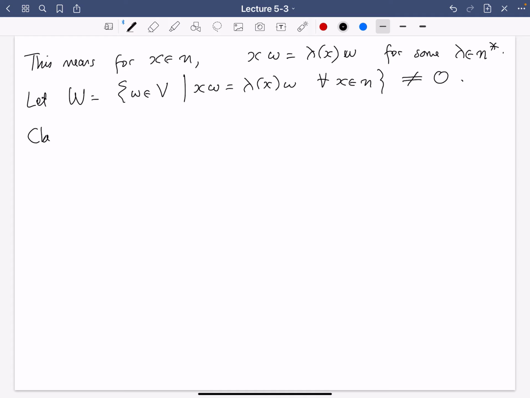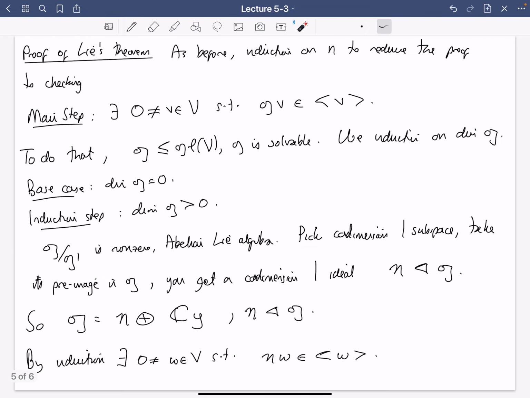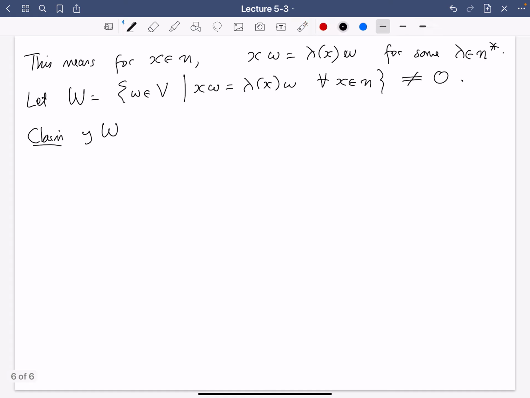Now I've got to show that Y W, remember Y was this generator of the complement of n in G, I've got to show that Y W lies in W, so that actually W is stable under the action of Y. Once we've proved the claim, the rest is easy.